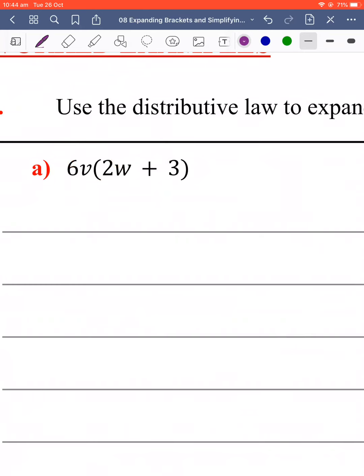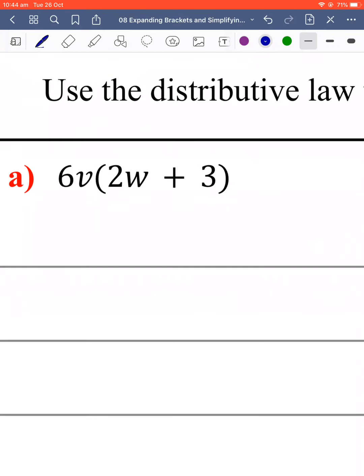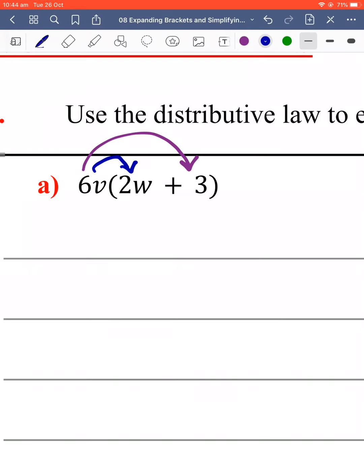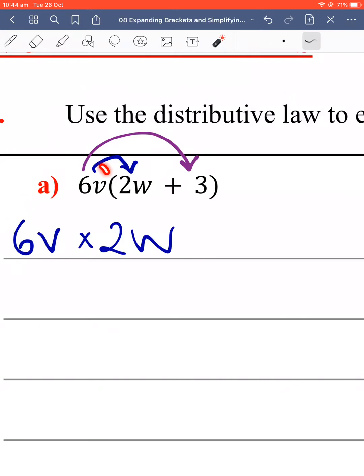So that means, and I'm going to show just using some arrows, this is multiplied by this, and this is multiplied by this. So let's do this first part. So I've got 6v multiplied by 2w, which is what this is showing, 6v multiplied by 2w. And then the next part is 6v multiplied by plus 3. So let's add in that plus, and I've got 6v multiplied by 3.